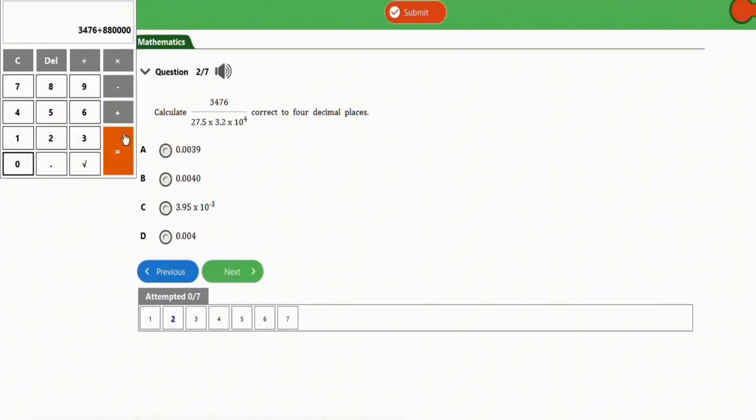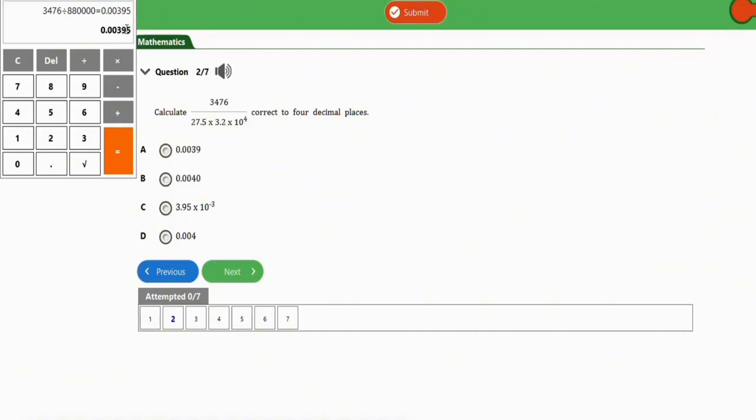Press equal to see the output. We have it to be 0.00395. We have to correct to 4 decimal places. You know that decimal values begin immediately after the decimal point. So this 0 is a decimal value, this 0 is a decimal value, this 3 is the third decimal value, this 9 is the fourth decimal value.